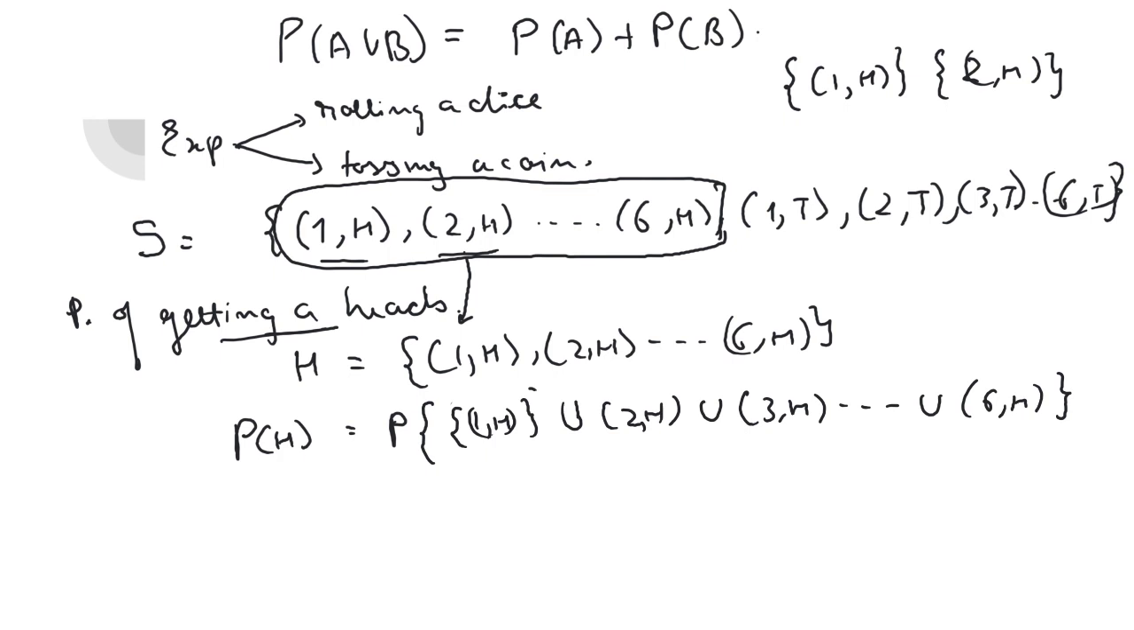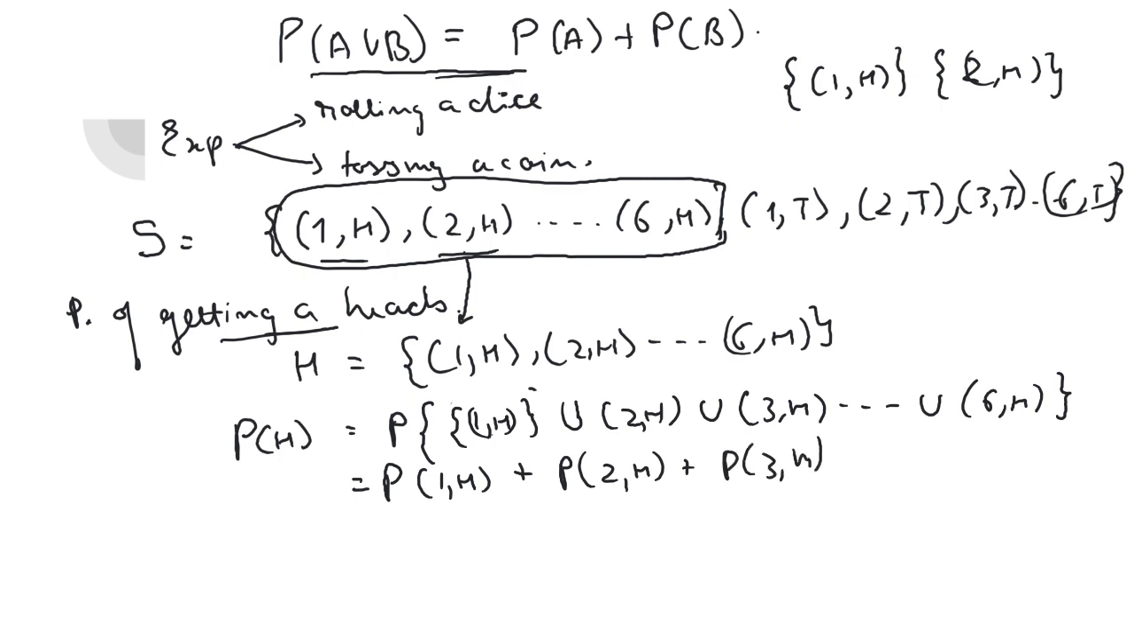Now I'm going to use this axiom that we studied. Now the union of these individual events should be the sum of the probabilities of the individual events, right? So based on this axiom, this whole expression will become the probability of 1 comma H. Instead of union, now I have to write plus, right? I'm going to write plus and then the probability of 2 comma H plus the probability of 3 comma H up to the probability of 6 comma H. Make sense? So sorry, this curly brace is not here now. I'm adding these probabilities based on this axiom, right?